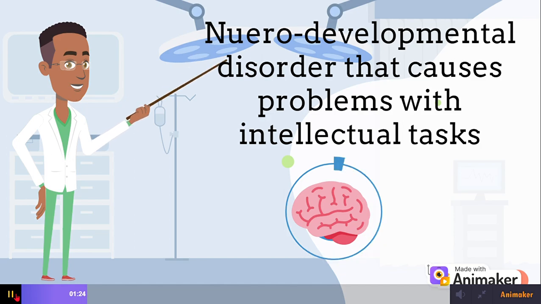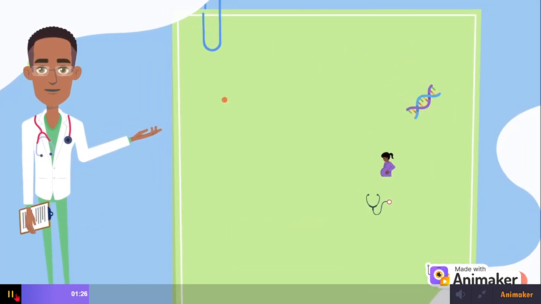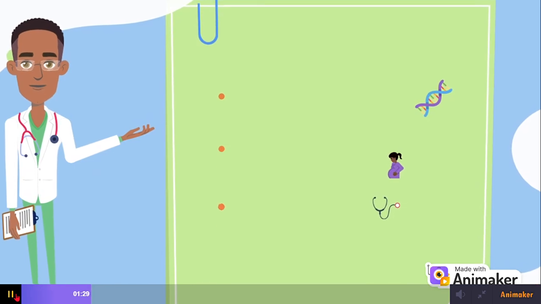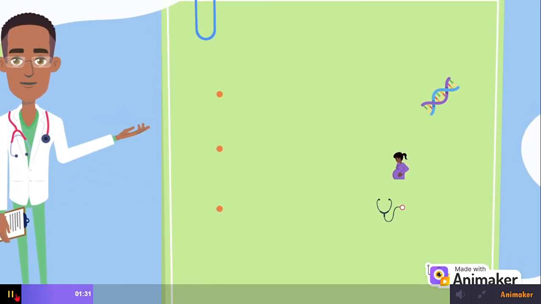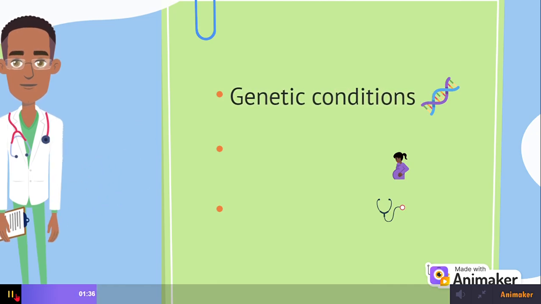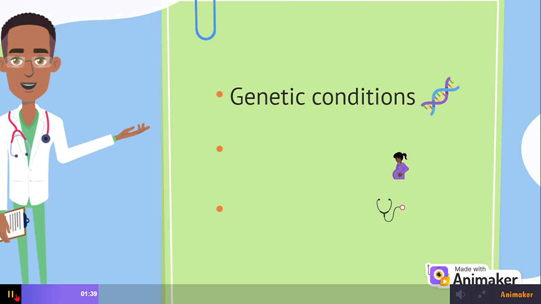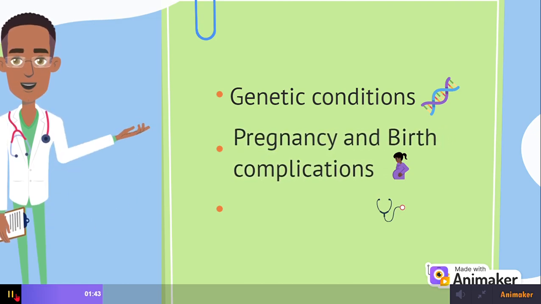The individual may have trouble understanding complex information, expressing themselves, forming friendships, or even struggle with tasks such as managing personal hygiene. Intellectual developmental disorders can be caused by several factors, including genetic conditions. Some genetic conditions such as Down syndrome can cause IDD. Pregnancy and birth complications. Factors such as premature birth, low birth weight, and exposure to toxins during pregnancy can increase the risk of intellectual developmental disorders. Health issues. Certain health issues such as infections, malnutrition, or trauma to the brain can lead to IDD.